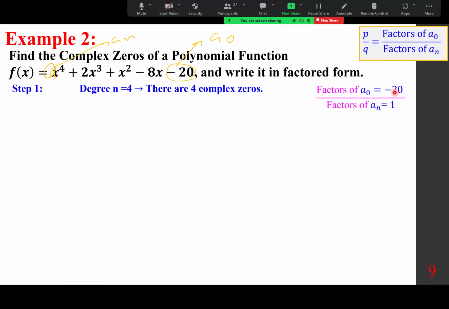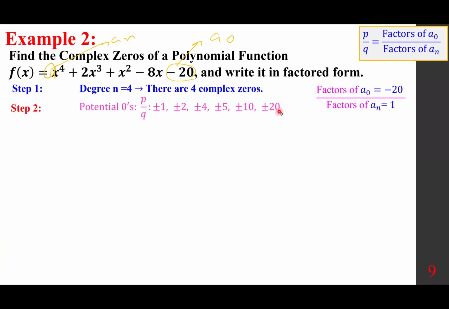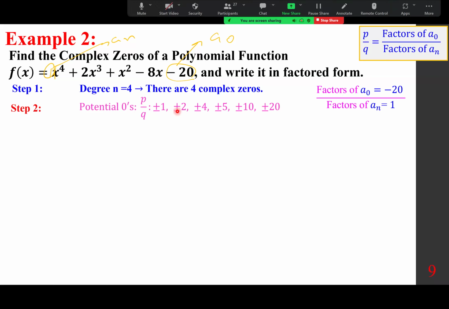For negative 20, factors are plus minus 1, plus minus 2, plus minus 4, plus minus 5, plus minus 10, and plus minus 20. I hope everybody can see what I'm talking about. What does this mean? If there is any rational zero, remember rational numbers are in the form of a fraction where the top and the bottom both are integers, it has to be among these numbers. So since we know that, we can check them out.